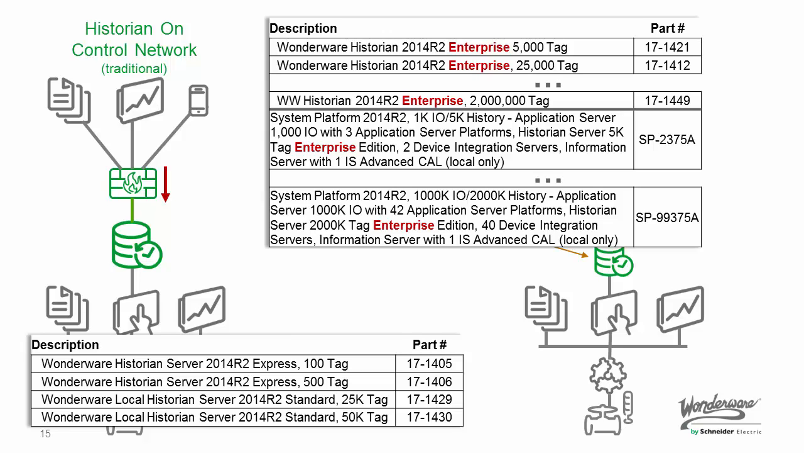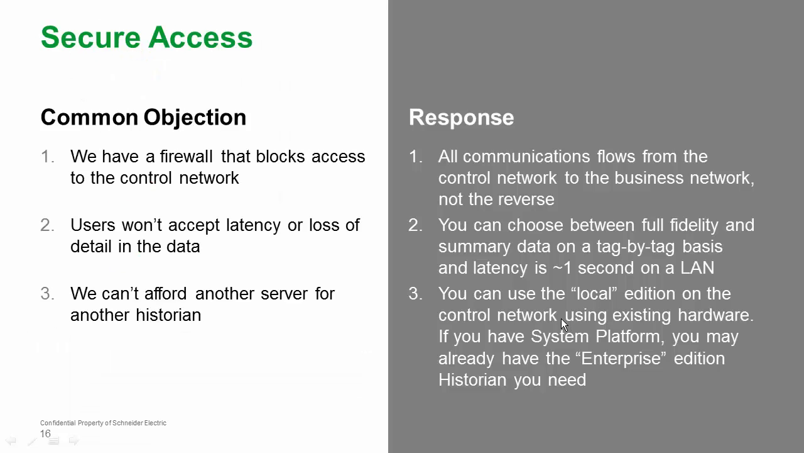Again, the same part numbers. The business network historian has to be an enterprise edition. As before, you can repurpose a system platform historian that was embedded in that. If it's an enterprise edition, put that on the business network, backfill with the local edition. Again, some of the same objections are common around the cost of that, but we have a great solution in the local edition historian. Things about, or concerns about network security.